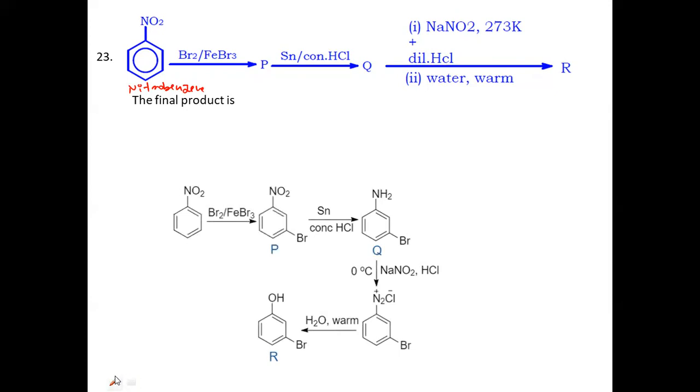Here we have a series of named reactions. The first step is bromination of nitrobenzene, which forms meta-bromonitrobenzene. The second step is reduction, which forms meta-bromoaniline. Meta-bromoaniline on treating with sodium nitrite in dilute HCl, the process known as diazotization, forms a diazo compound, meta-bromobenzene diazonium chloride, which on hydrolysis gives meta-bromophenol, the final product.